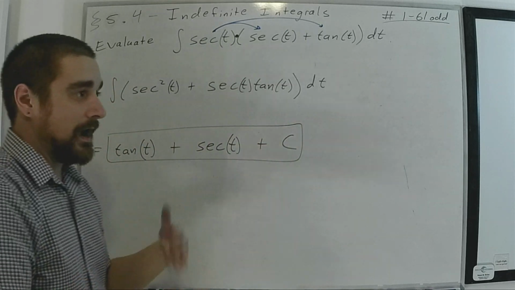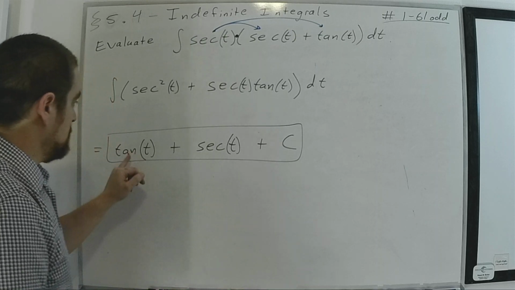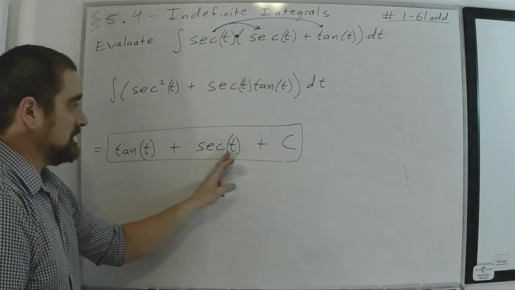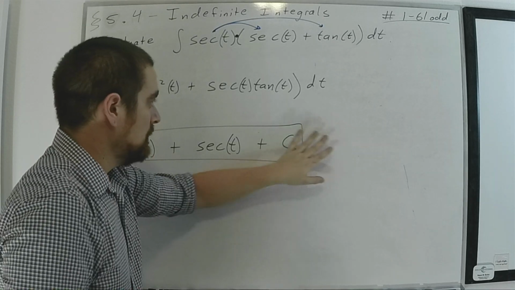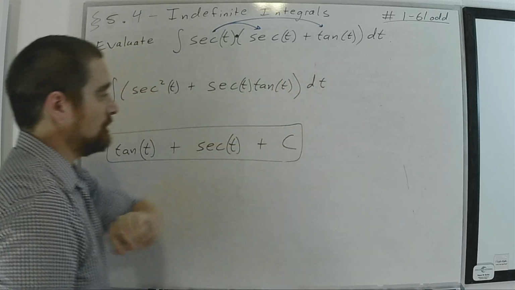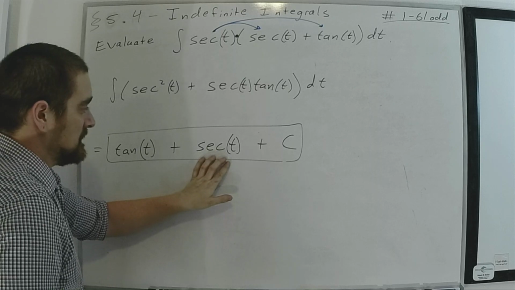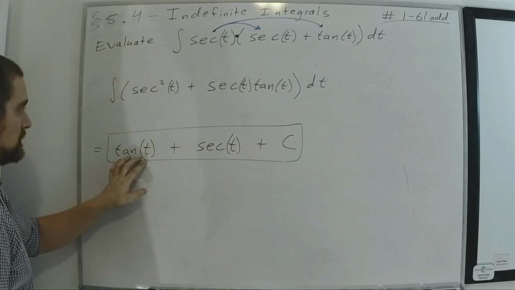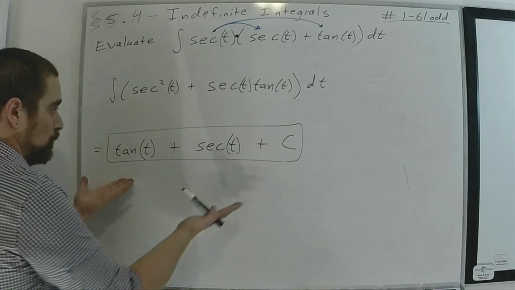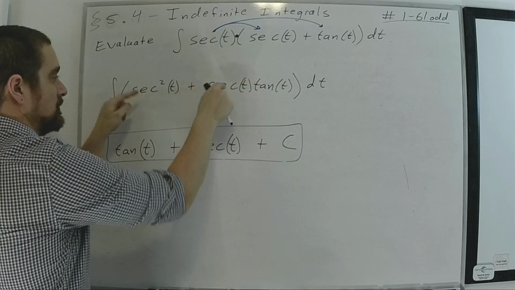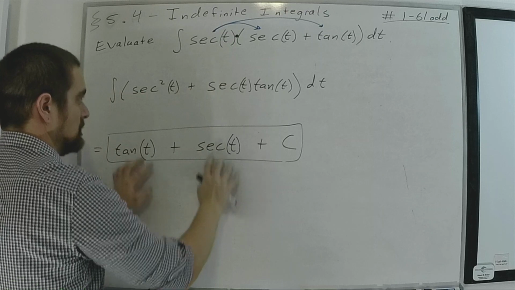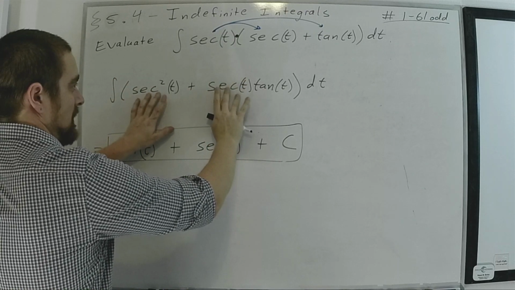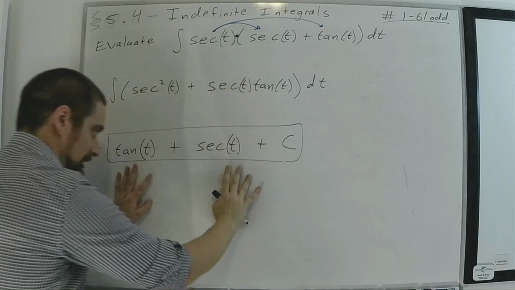Again, if you're thinking, I don't know if I got this correct, differentiate this. Right? Differentiate tangent of t plus secant of t plus any constant. The constant will always disappear when you differentiate it. The derivative of secant of t is secant t tangent t. The derivative of tangent t is secant squared t. So working backwards, this function has a derivative exactly like this, meaning that this function has an antiderivative exactly like this.